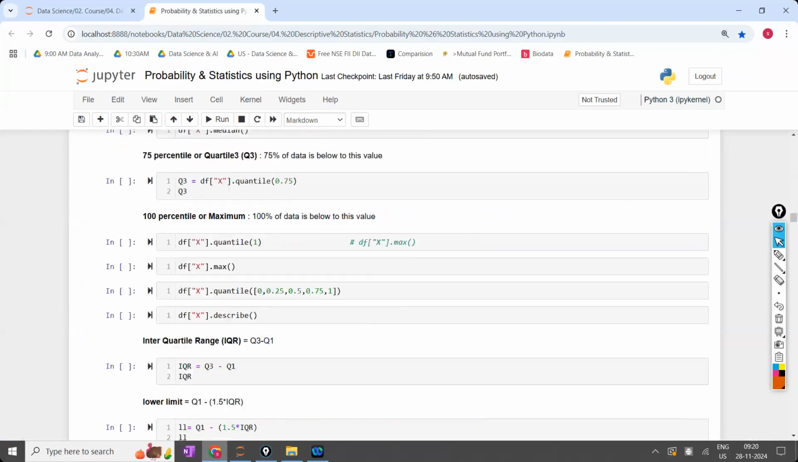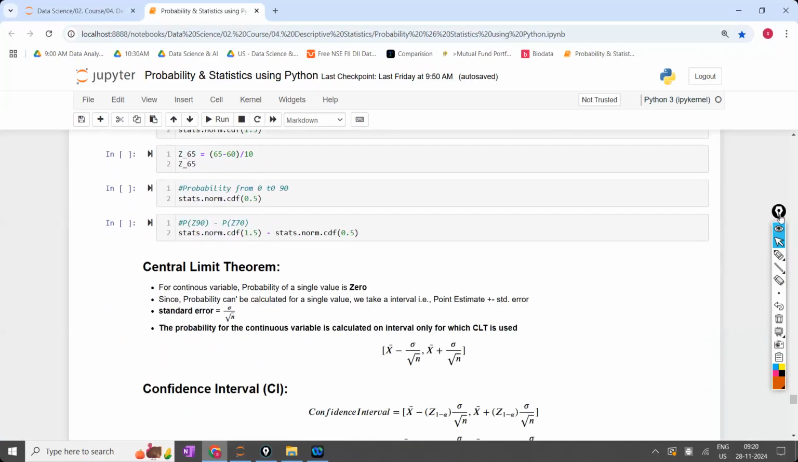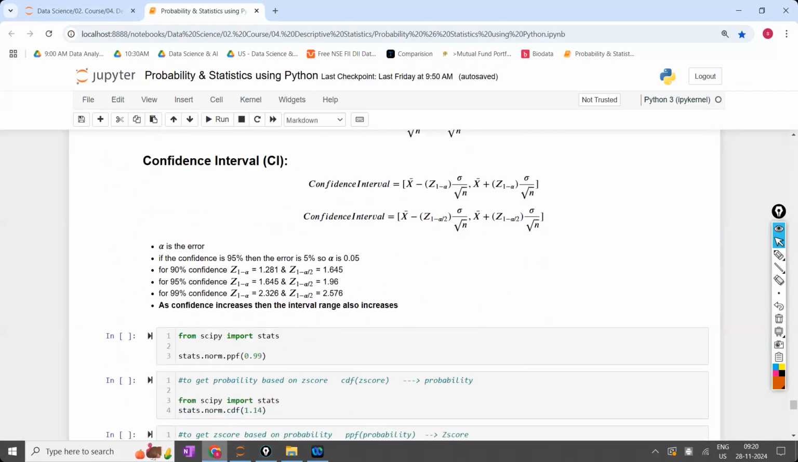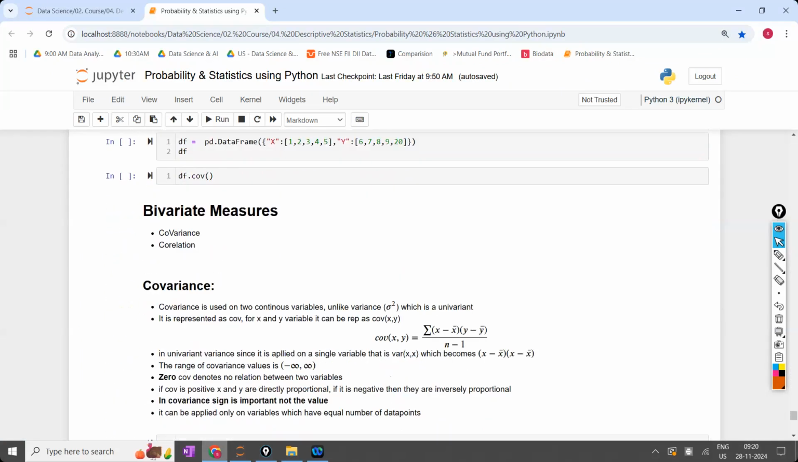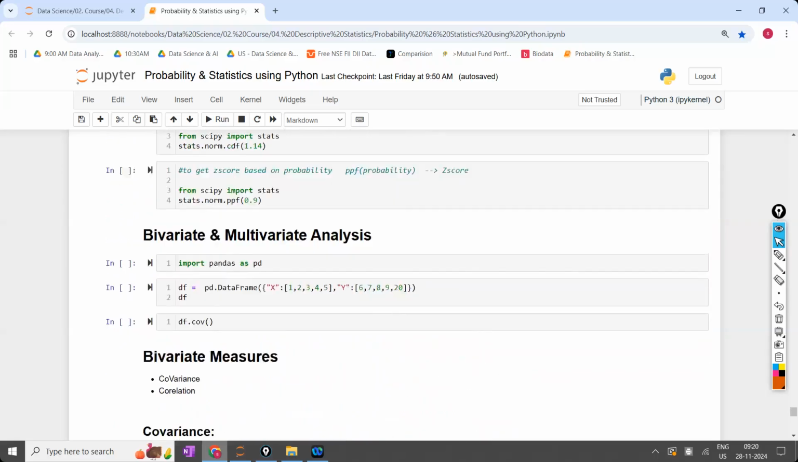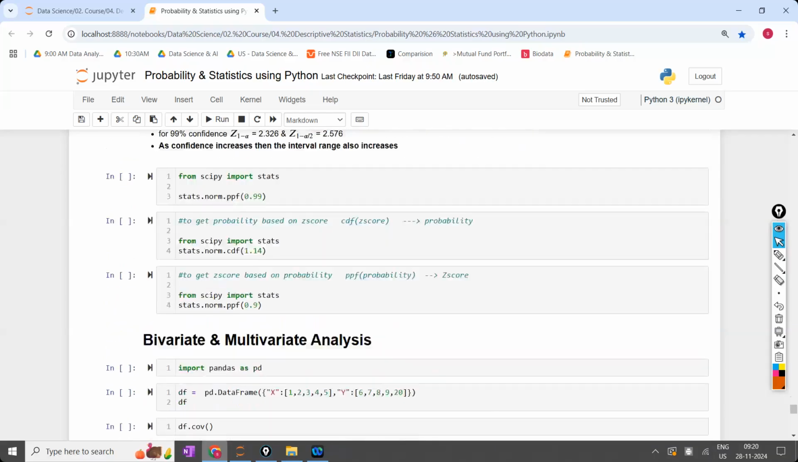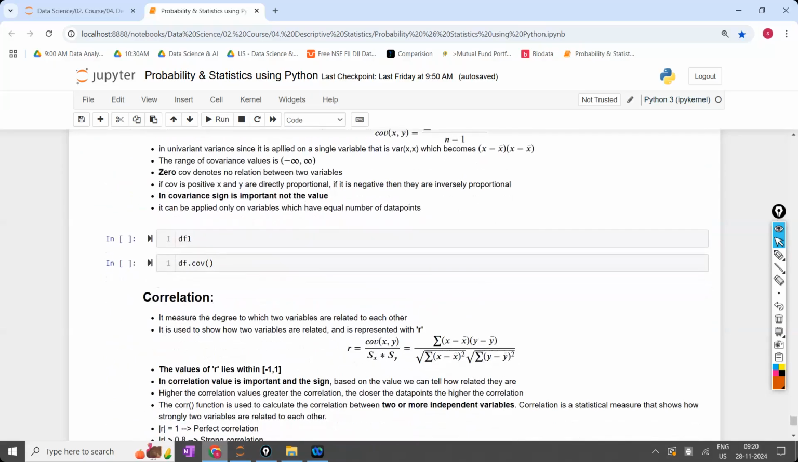Okay. So in the last class, we discussed how to calculate the probability by using the Z-scores, and we also calculated in terms of different values. Now, in today's class, we are going to cover the central limit theorem and confidence interval. Along with this, we are also going to discuss bivariate measures called covariance and correlation. Before moving to the central limit theorem and confidence interval, first let us complete the covariance and correlation.